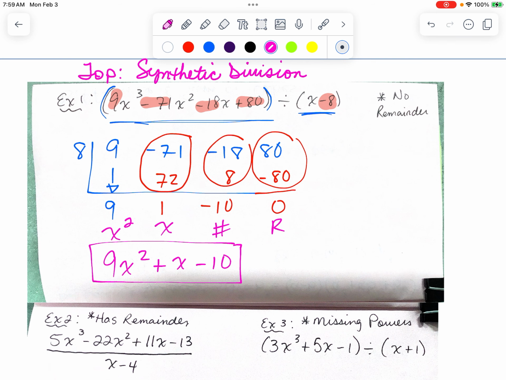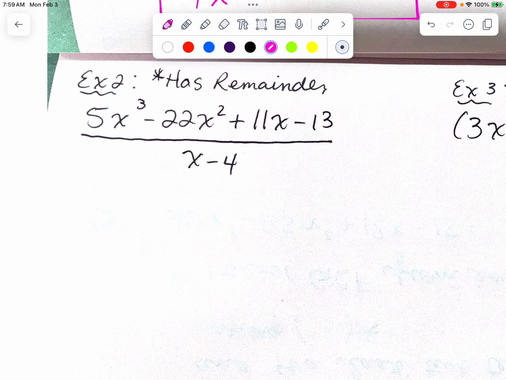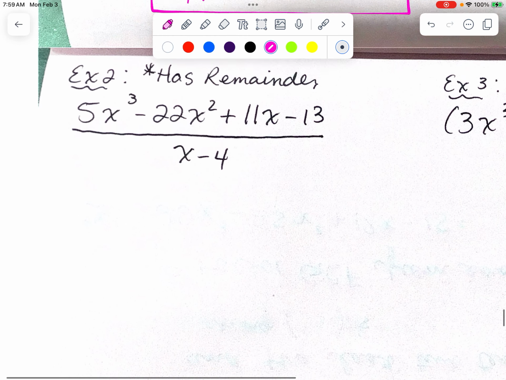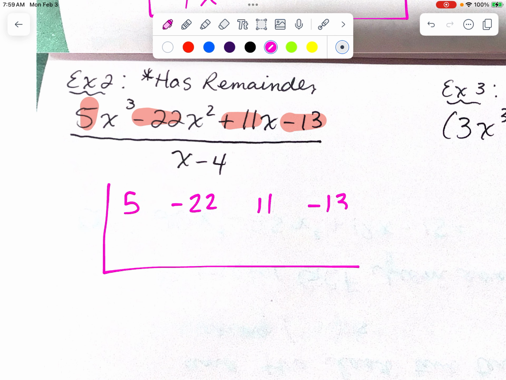So let's take a look at another example here. This one's just written a little differently, but the problem is still going to be the same. But this time we're going to end up with a remainder. So let's draw our upside down division box. We're going to place all of our numbers here that we have inside the box. So we have 5, negative 22, 11, negative 13. And then don't forget, we take the opposite sign of minus 4, and that's plus 4 on the outside.